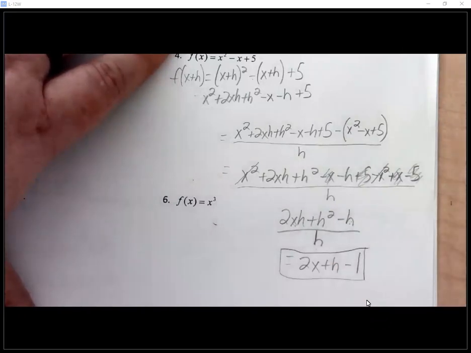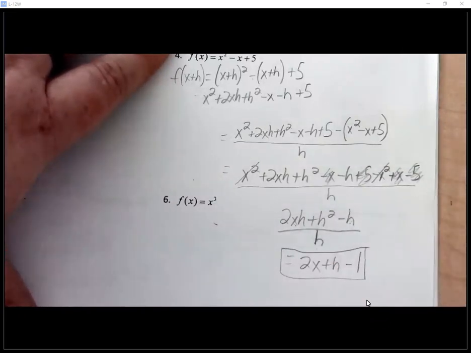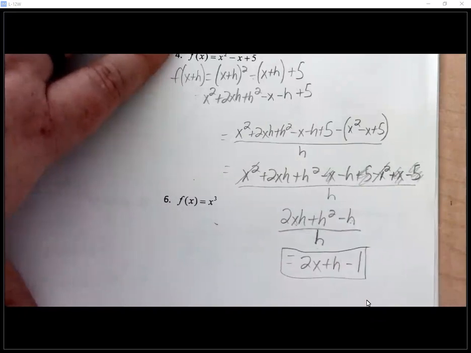Did you get it? If you didn't, did you find where you went wrong? Did you forget to distribute a negative? That's such a common mistake, so be careful.